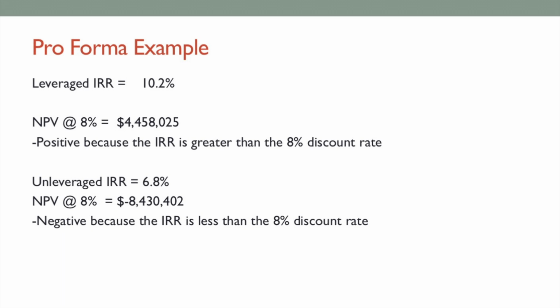It's a lower IRR for the unleveraged and negative for the NPV because it's lower than the discount rate, so it's going to be negative. So if I'm looking at this, my benchmark is 10.2%, using the NPV of 8%. If I were to invest my funds at 8%, this is saying I would earn $4.4 million more by investing in this development. So that's what the net present value does.